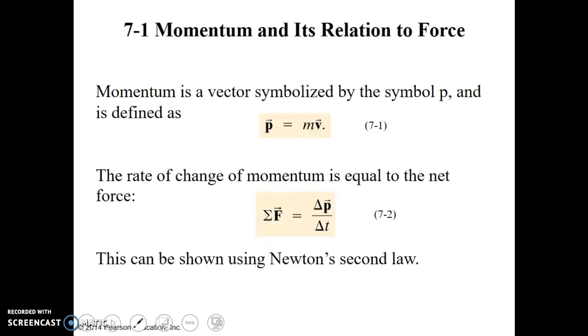Okay, so what is momentum? First of all, momentum is simply a vector. It is a vector symbolized by the small letter p, and is calculated as the product of mass and velocity.